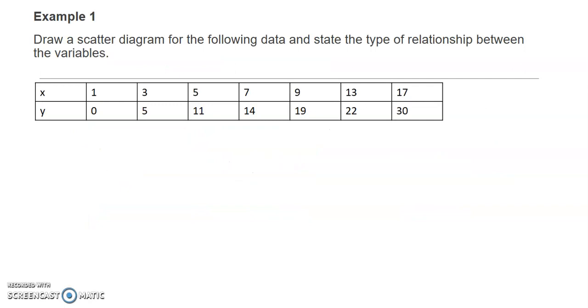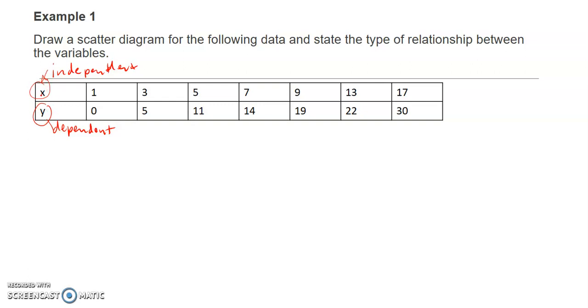Let's try the first example. Draw a scatter diagram for the following data and state the type of relationship between the variables. So this is X and this is the variable Y. This X is the independent variable and the Y is the dependent variable, because the values of Y depend on the values of X.